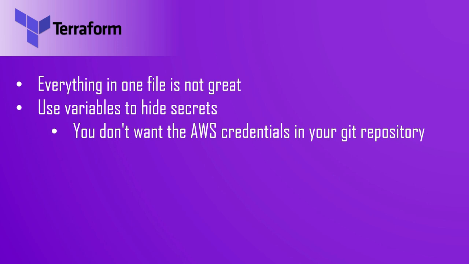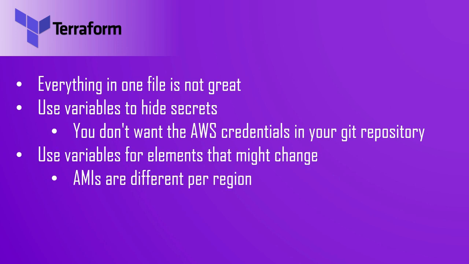Use variables for elements that might change. So, we are going to make the files a little bit more generic. The element that might change we can move into variables. For instance, we can do that with AMI. AMI are different per region, so it's a good thing to move the AMI to these variables, so that we can change them whenever we change region. You might even deploy your infrastructure in multiple regions. In that case, it's really good to have them in variables.